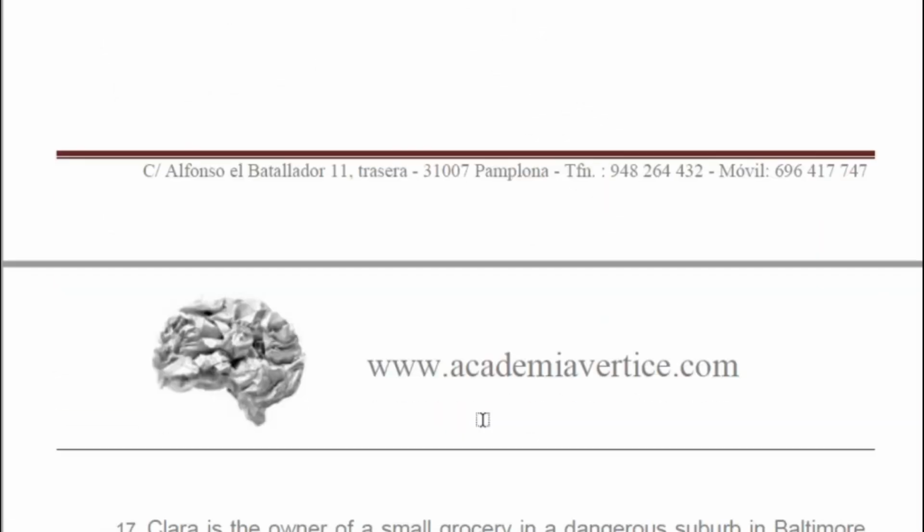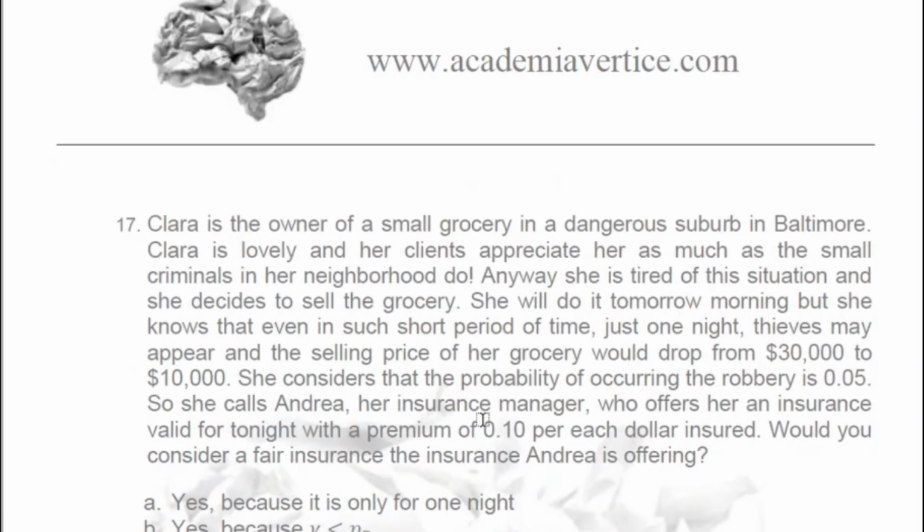the answer. Okay, now Clara is the owner of a small grocery in a dangerous suburb in Baltimore. Clara is lovely and her clients appreciate her as much as the small criminals in the neighborhood do. Anyway, she's tired of this situation and she decides to sell the grocery. Okay?